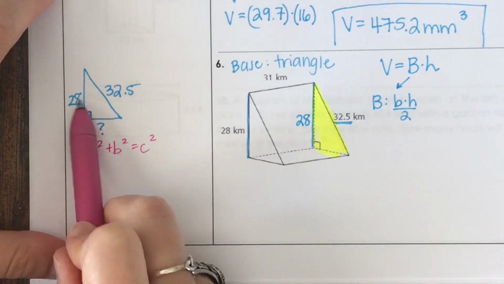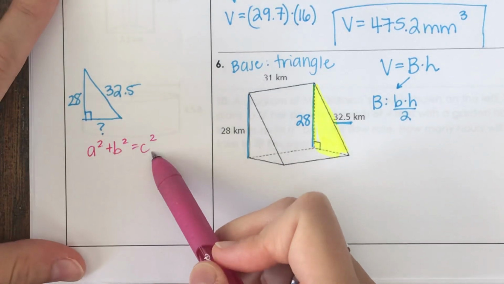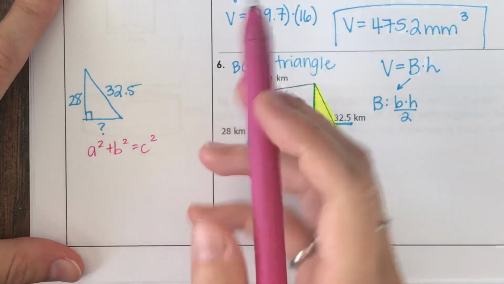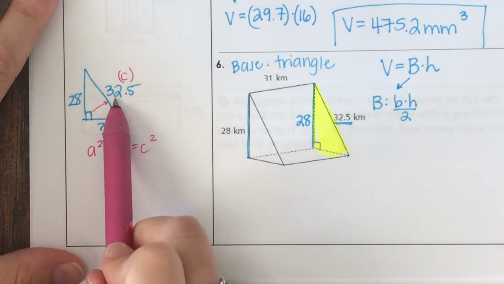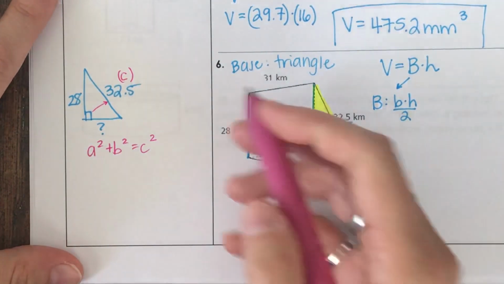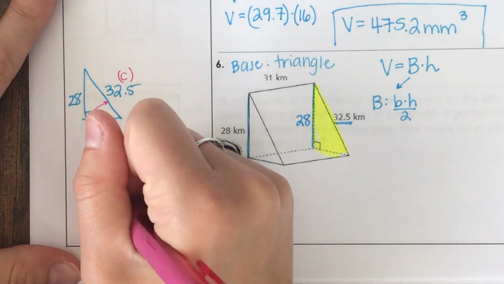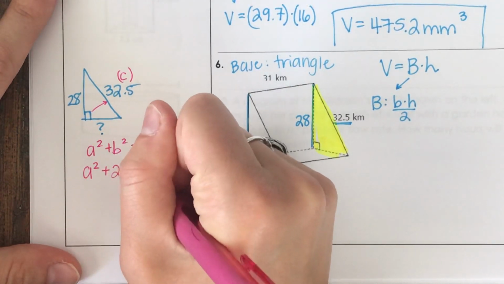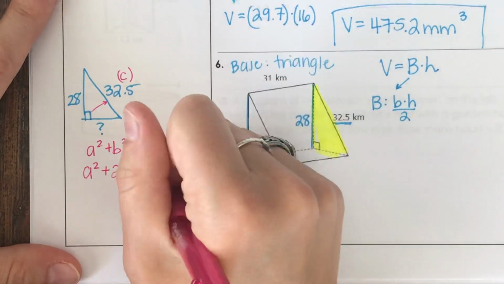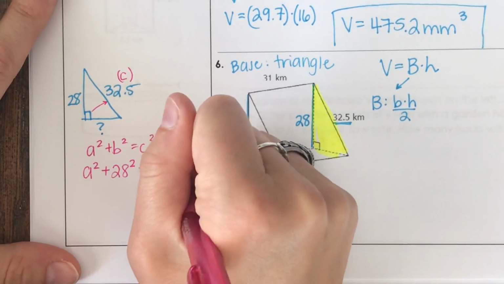A and B are the legs. C is your hypotenuse. It's the one across from the 90. So my C value is going to be 32.5. So I'm going to say I don't know my A value. I know my B value is 28. And I know my C value is 32.5.